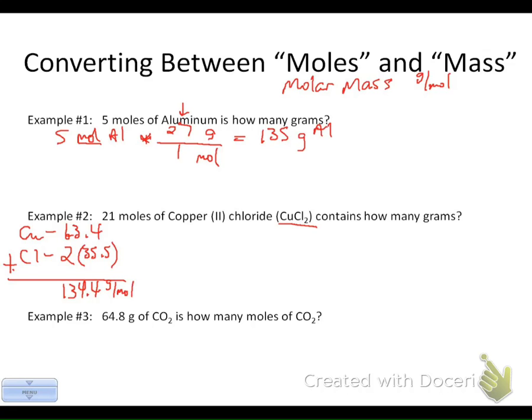So as we set up the problem now, we have 21 moles of the copper 2 chloride times the conversion factor. Moles will go on bottom, so that will cancel. And the molar mass will go on top, 134.4. Another multiplication problem. And the answer, rounded to the proper number of sig figs, is 2,800 grams.